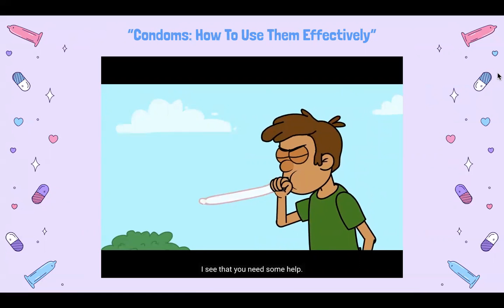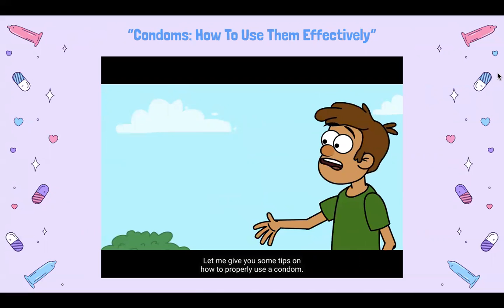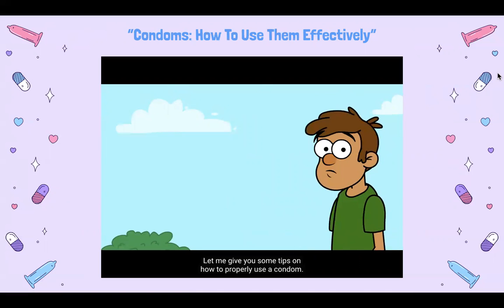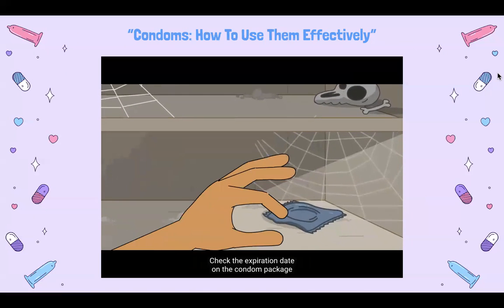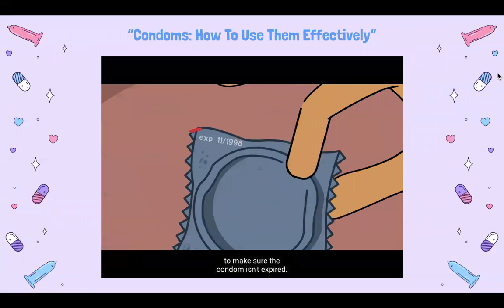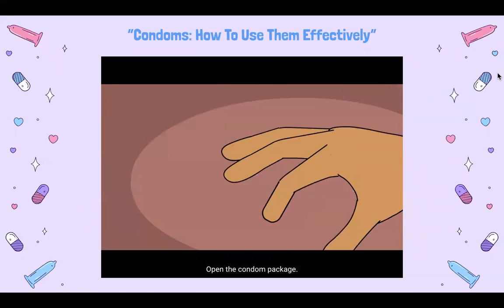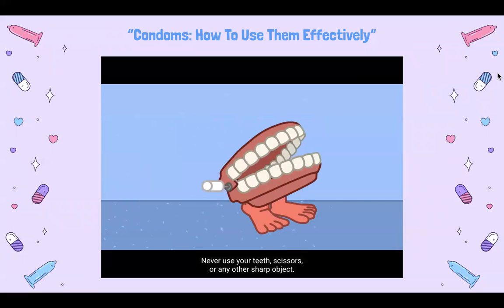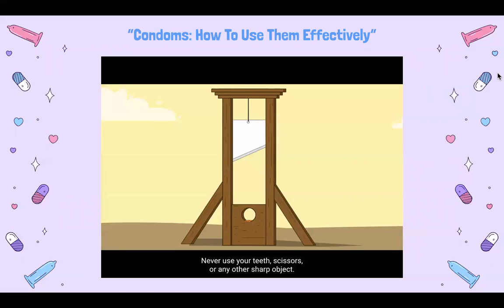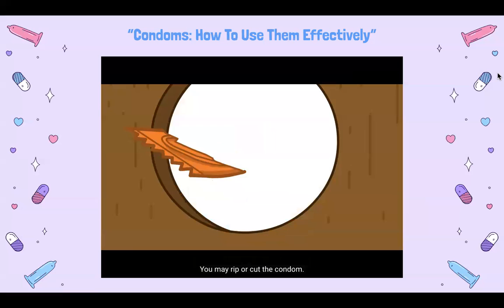Okay, I see that you need some help. Let me give you some tips on how to properly use a condom. Check the expiration date on the condom package to make sure the condom isn't expired. Open the condom package. Never use your teeth, scissors, or any other sharp object. You may rip or cut the condom.